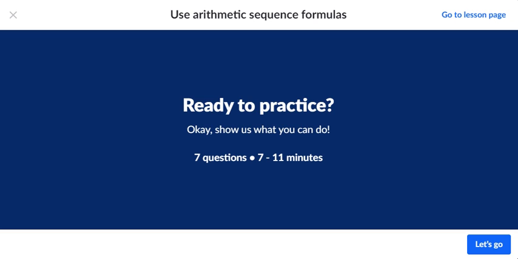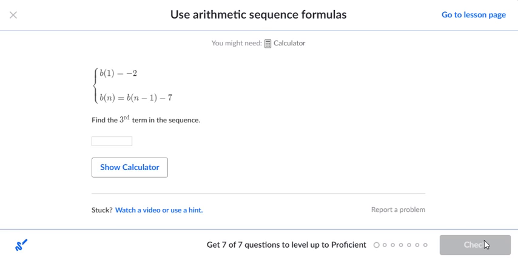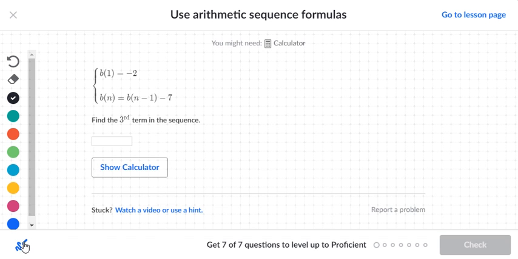Sequences. Using arithmetic sequences formula. We want to find the third term in the sequence. So in this case here with this type of formula here, b of 1 would actually be your first number. So you have your first, and then we have our second number, and then our third number in our sequence. So this would be our first number in the sequence, this is going to be our second, this is going to be our third. This b of 1 is our first number in the sequence.